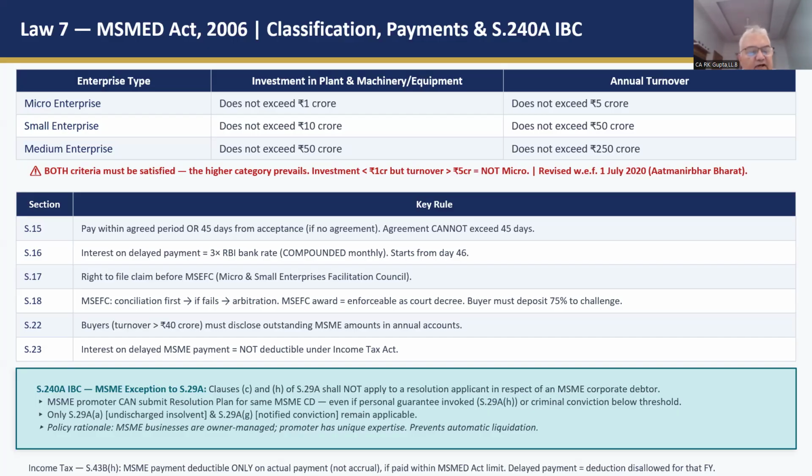The relevant section in IBC for MSME is Section 240A, which says that the ineligibilities covered under clauses C and H of Section 29A, dealing with NPA accounts and invocation of guarantees, shall not apply to a resolution applicant in respect of an MSME corporate debtor. So, if CIRP of an MSME corporate debtor is taking place and there is a resolution applicant, then while considering the applicability, we don't have to see clauses C and H of Section 29A. So, an MSME promoter can submit a resolution plan for the same MSME CD even if a personal guarantee is invoked, right?